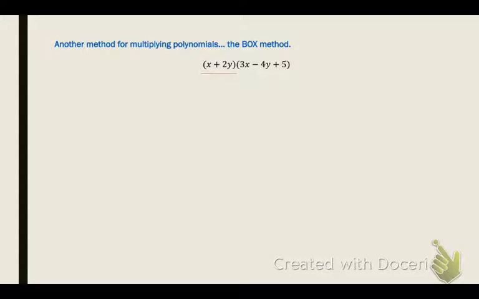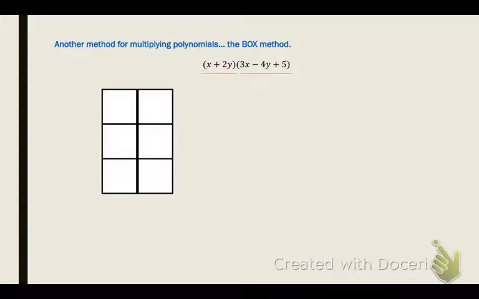So if we look at the first one, we have x plus 2y. There's 2 terms there, right? We look at the second one, 3x minus 4y plus 5. There's 3 terms there. So we're going to draw a box that's 2 by 3. You see that? And we're going to put the x and the 2y on top, because that's the one with 2 terms. And then the 3x, minus 4y, and 5 on the side. Okay?